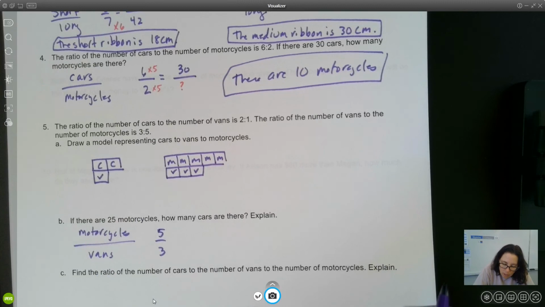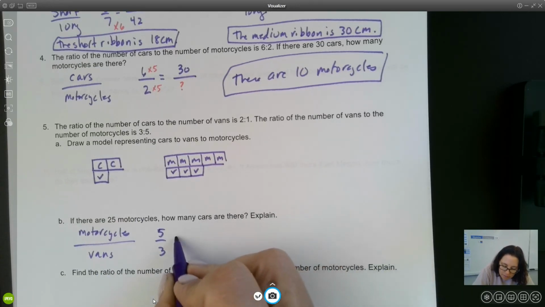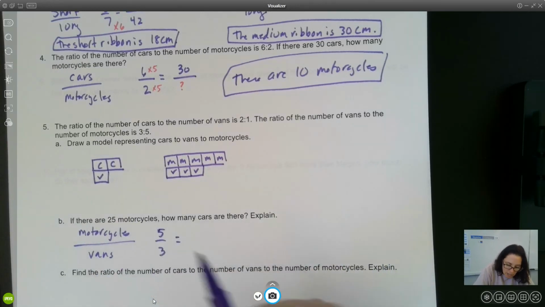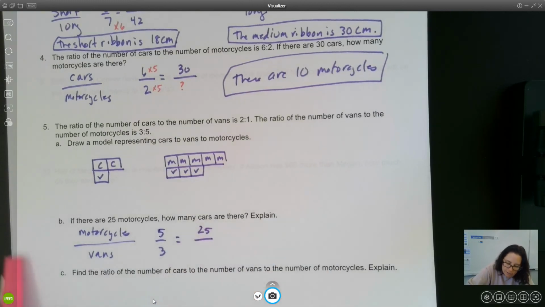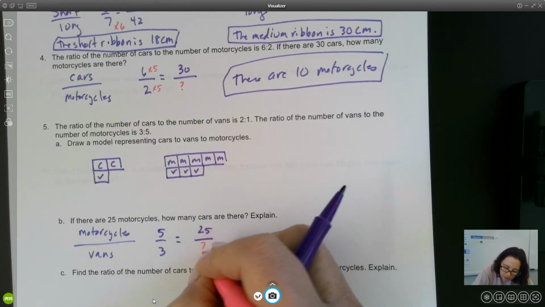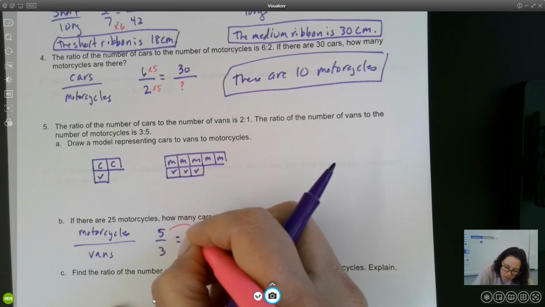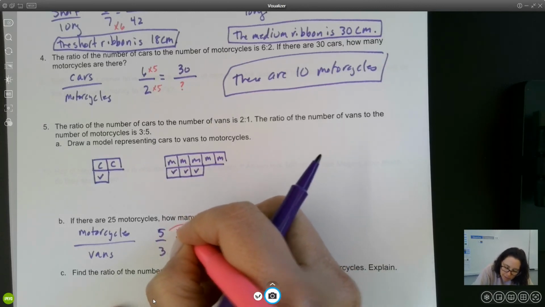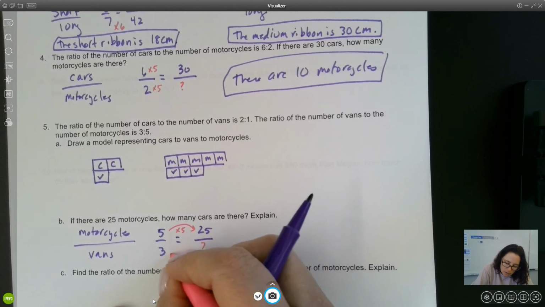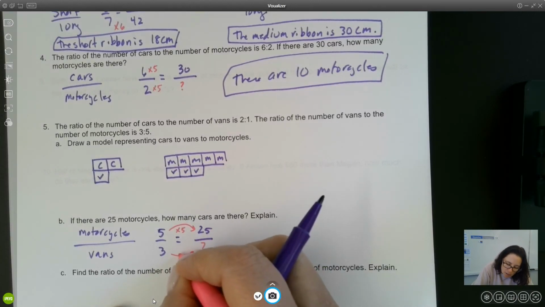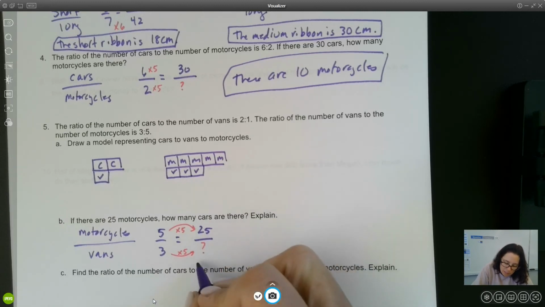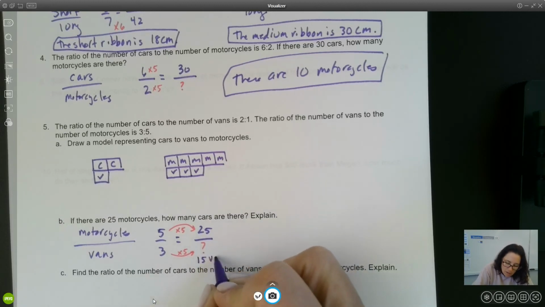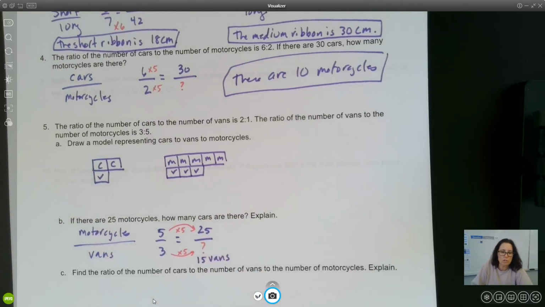Okay, now 25, there are 25 motorcycles. So that has to go up here. And we're trying to find this one. Okay, so this gets multiplied by 5. Well, then this needs to get multiplied by 5. So are you okay with 15 vans? Okay, but we haven't answered the question.